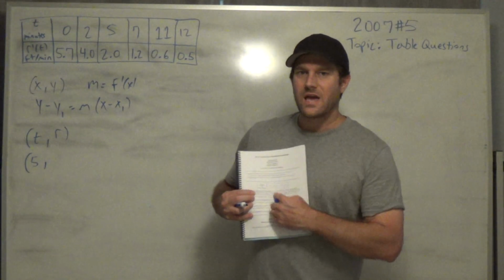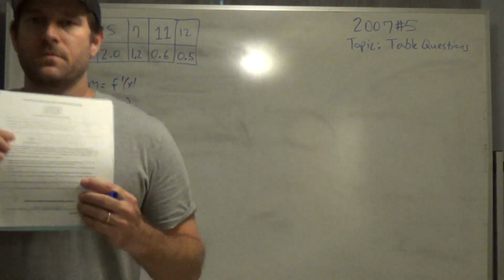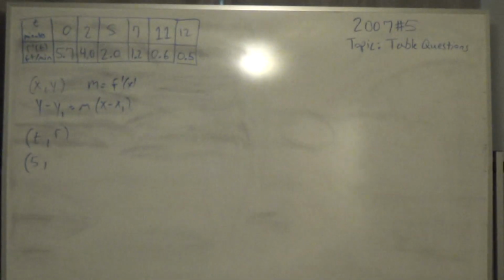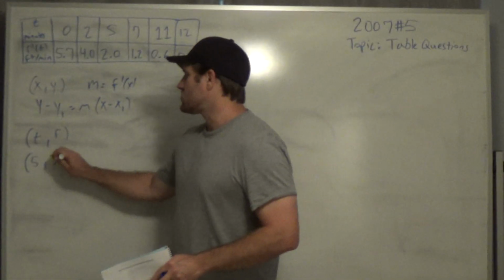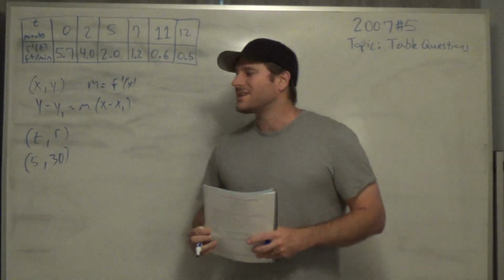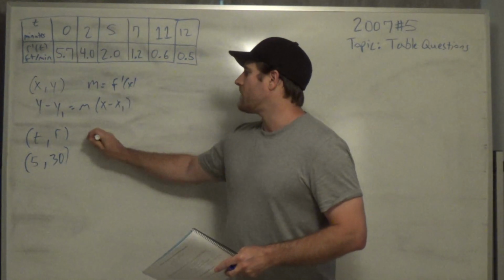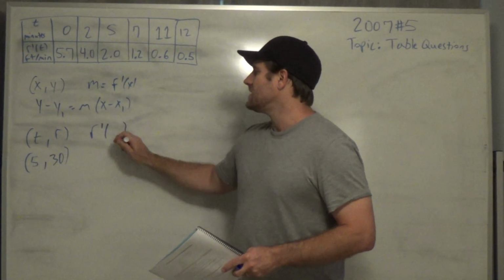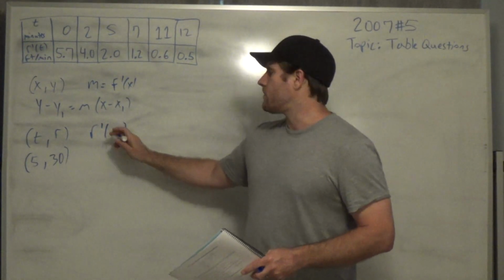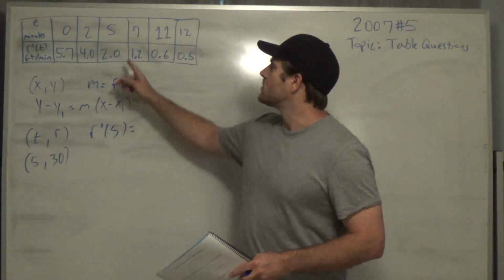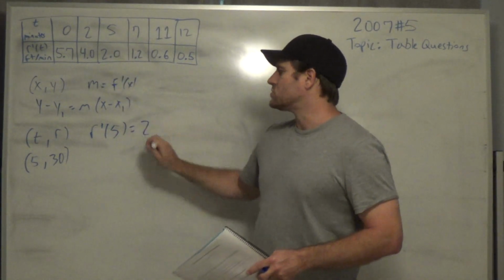So they literally tell you, let me bring it right up here. You've got to see this sometimes. Oh, and you can't see it. Never mind. If you read the paragraph, they tell you when time is 5, the radius is 30. That's the point. The second thing we need is the slope. Instead of f prime x, it's r prime t. And we want to know what's the slope at time 5. So r prime 5 here you can see is 2.